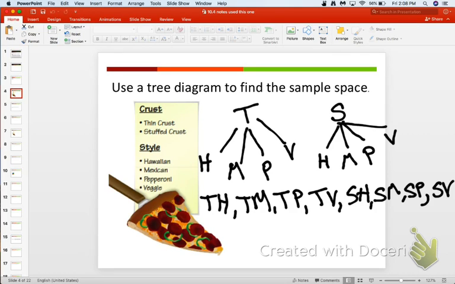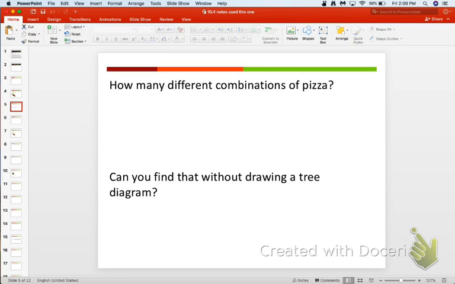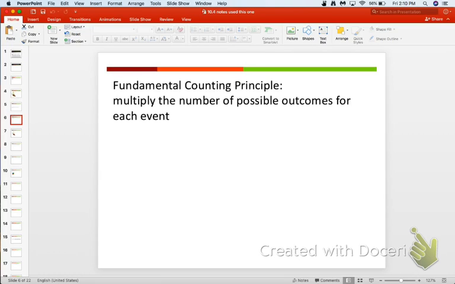However, we figured out that we have 8 possible outcomes. But can you find that out without drawing a tree diagram? And the answer is yes. There's a very simple way of doing it. So that brings us to the big topic of today. It's called the fundamental counting principle.